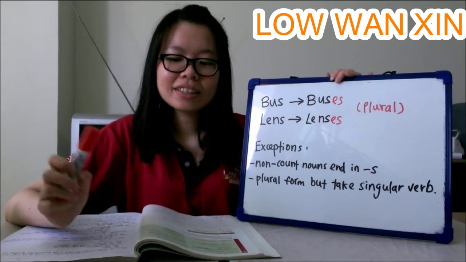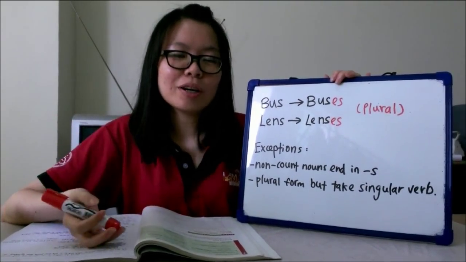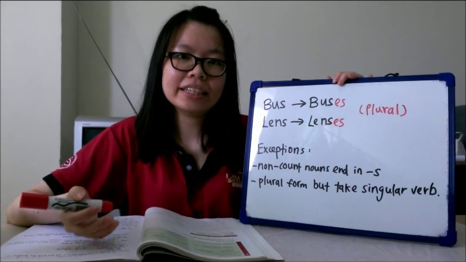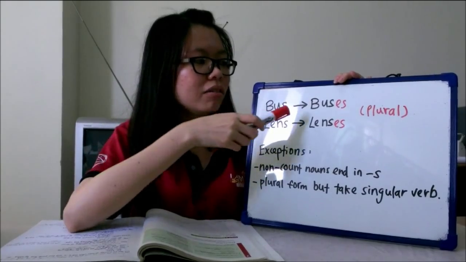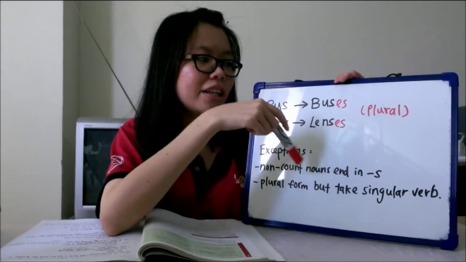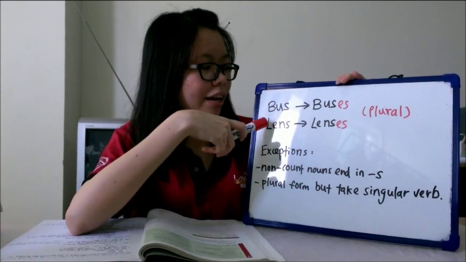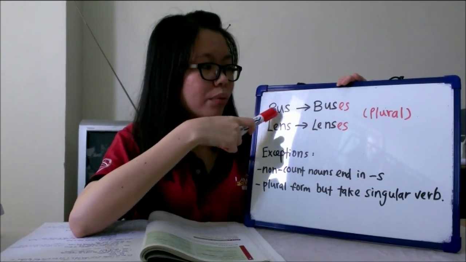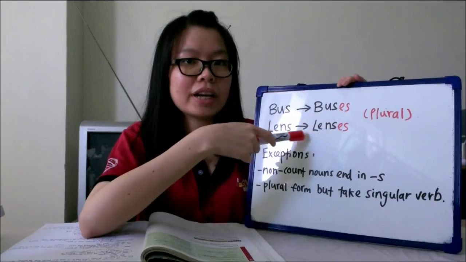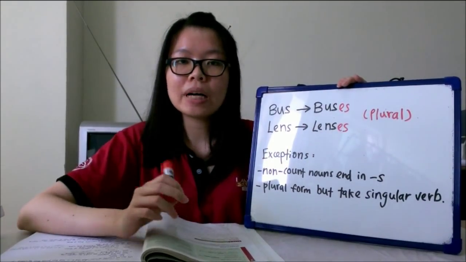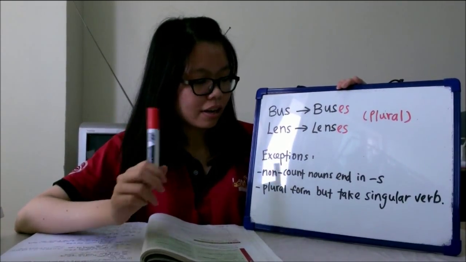Hello, I'm Bowansin. Now I will talk about some nouns which are irregular. Normally, when a noun adds s or es, they will become plural, like bus and lens. When we add es at the end of the word, they will become plural nouns. But there are some exceptions.